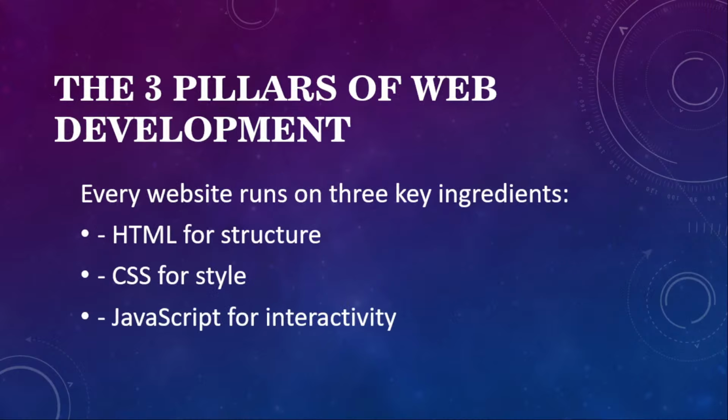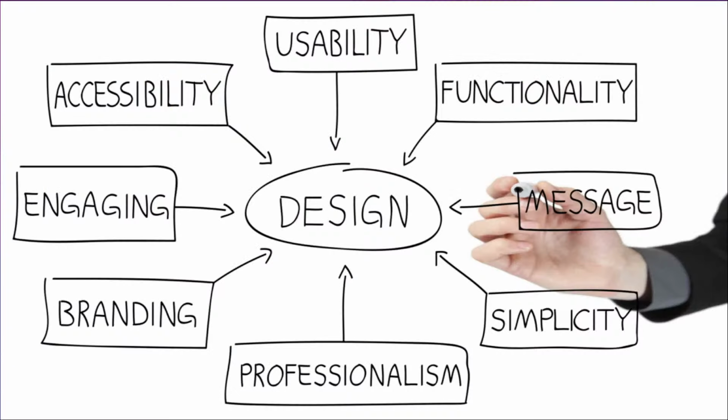Now, there are 3 pillars of web development. Every website runs on 3 key ingredients: HTML for structure, CSS for style, and JavaScript for interactivity. If you want interaction, if you want to create something that will produce something, you need JavaScript. If you need style, you need CSS. If you need structure, you need HTML. This is how every website is. Then the design: if you must design a good website, it must be simple, it must be professional, it must have branding. That's an element of whoever you are designing for.